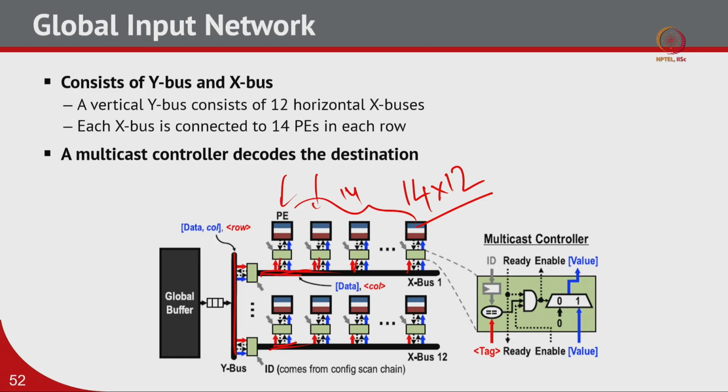Now, there is a multicast controller which decodes the destination. Whenever a packet comes, it has to decode the destination. First it will go to the X bus, and then whenever it is in that X bus, it needs to know its destination. So, there is a multicast controller which decodes the destination.